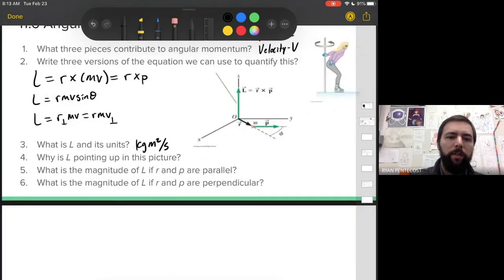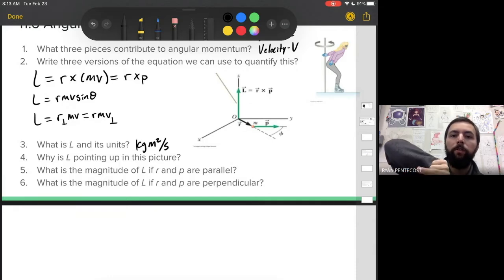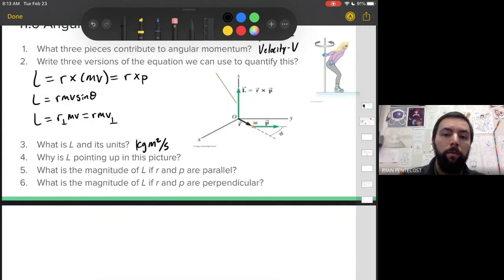Now, number 4 says, y is L pointing up in this picture. So this is the right-hand rule, right? We talked about the right-hand rule before. When you have a cross product, you take your first vector, say that is your R, pointing this way. Your P is in the counterclockwise direction of your R, so that means your thumb, L or your angular momentum, would be straight up, right? Now, if that P was in the clockwise direction relative to your R, then your angular momentum would be downward, right? So you can use the right-hand rule to show that.